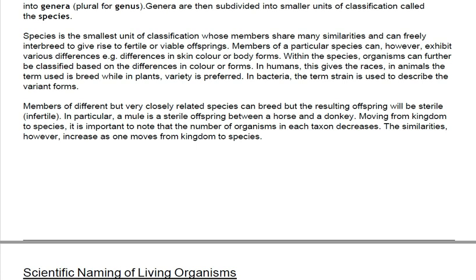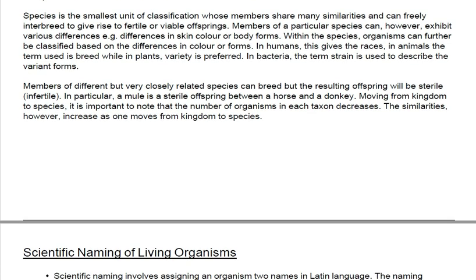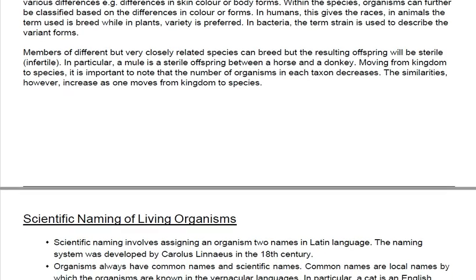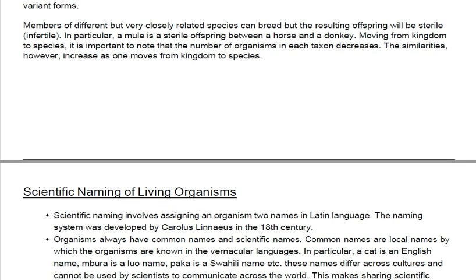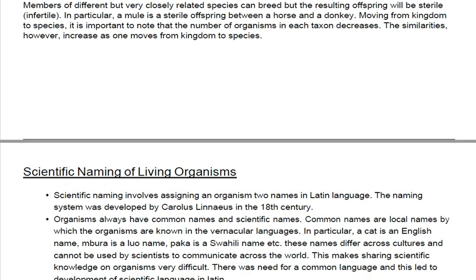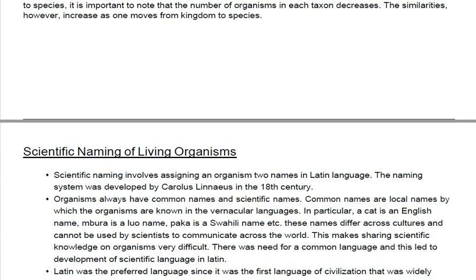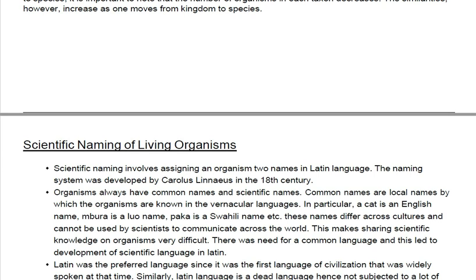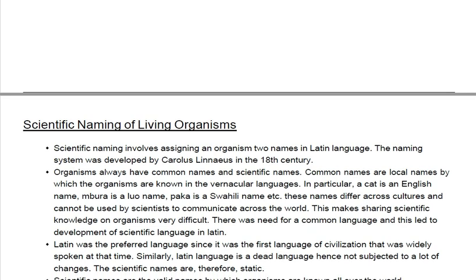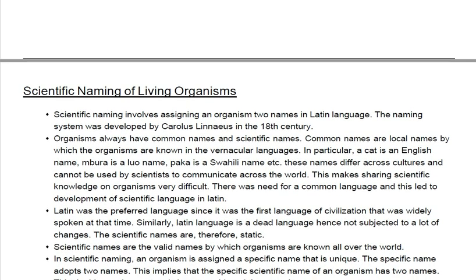Members of different but very closely related species can breed, but the resulting offspring will be sterile, infertile. In particular, a mule is a sterile offspring between a horse and a donkey. Moving from kingdom to species, it is important to note that the number of organisms in each taxon decreases. The similarities, however, increase as one moves from kingdom to species.